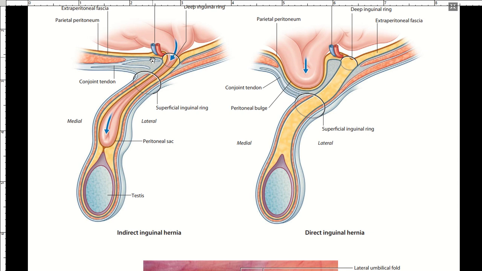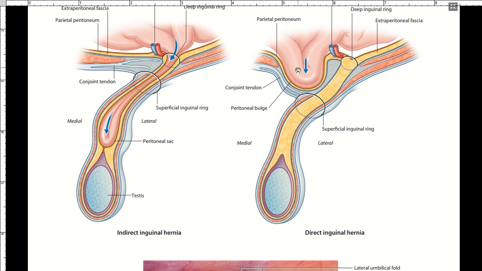So the inferior epigastric vessels are an important landmark to differentiate direct and indirect hernia. So the indirect hernia occurs lateral to the inferior epigastric vessels, while the direct hernia occurs medial to the inferior epigastric vessels. So you can actually see.